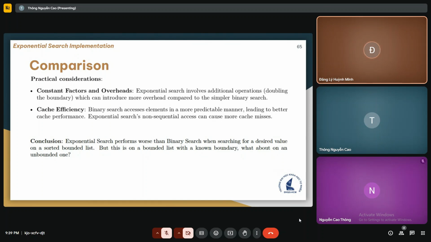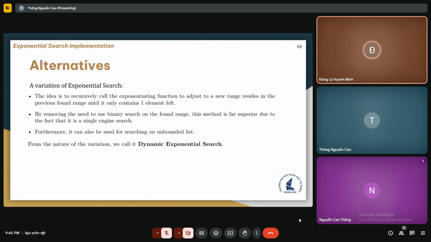But then we have to come to the practical considerations. The constant factors and overheads: exponential search involves additional operations, which can introduce more overhead compared to the simpler binary search. And along with the cache efficiency, binary search accesses elements in a more predictable manner, leading to better cache performance. Conclusion: exponential search performs worse than binary search when searching for a desired value on a sorted bounded list. We have come up with a variation of exponential search.